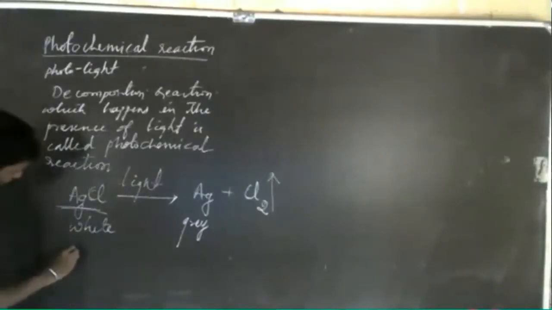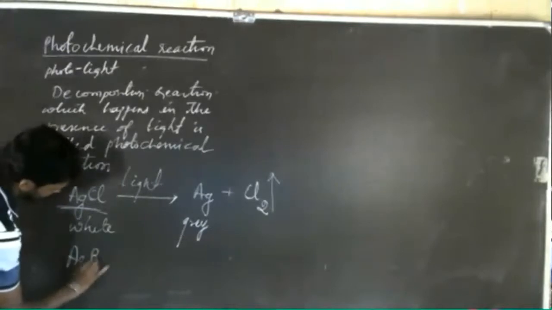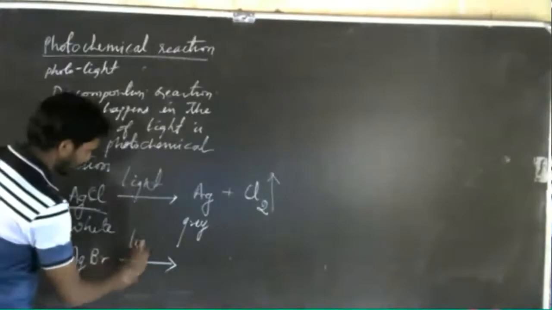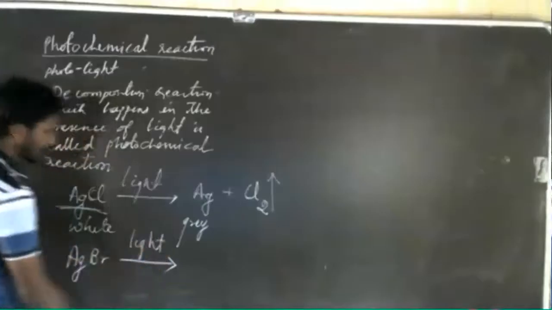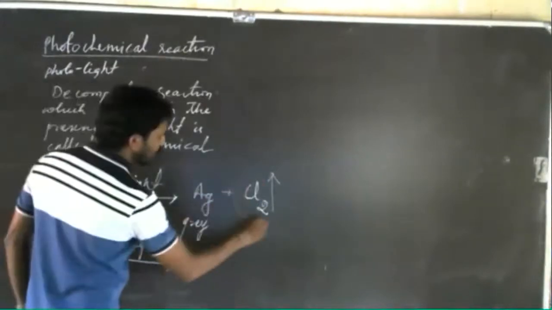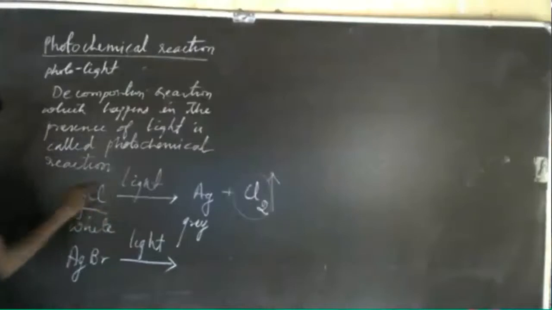One more example, AgBr. AgBr is silver bromide. Write this reaction. Complete this reaction and balance the equation. Is it balanced? So balance this also. So here Cl2 is there. Cl1 is there. So you have to write 2 over here.